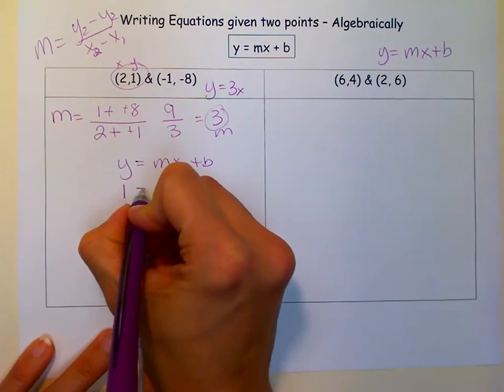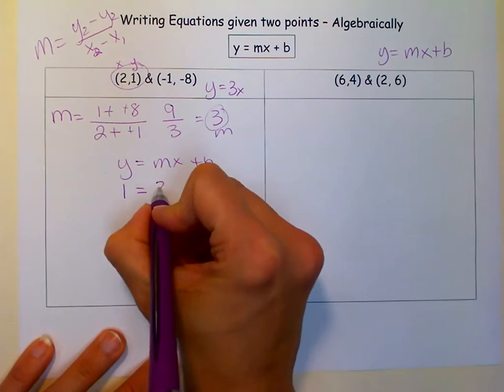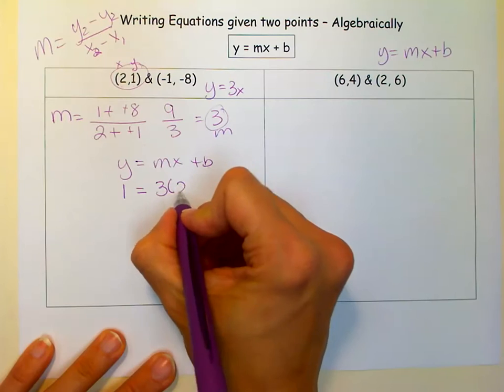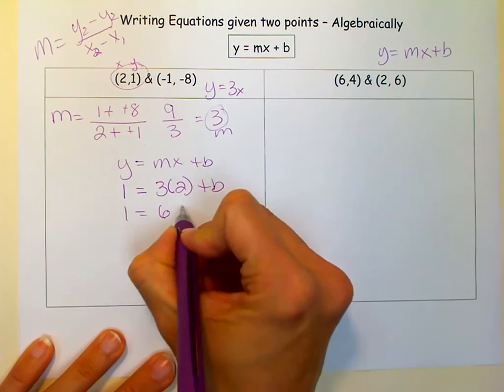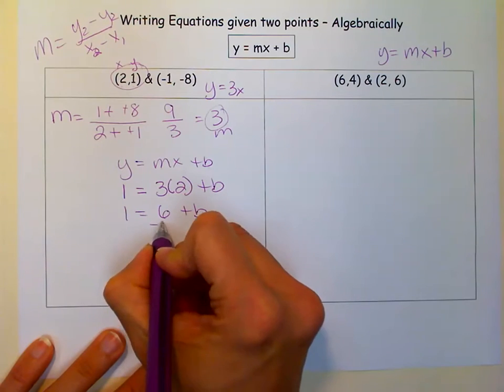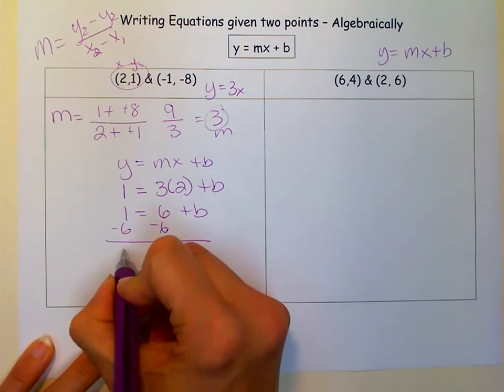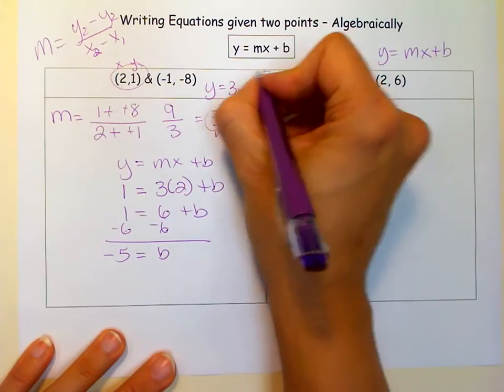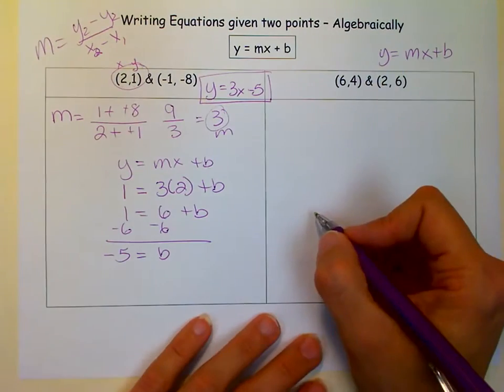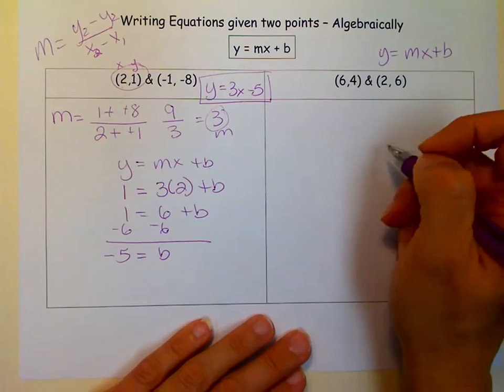So my y was 1, my m was 3, my x is 2, plus b. So 3 times 2 is 6. And then if I want to get b alone, I subtract 6 from both sides, and I get -5 equals b. And then I put -5 up here, and that is my equation. On to the next one.